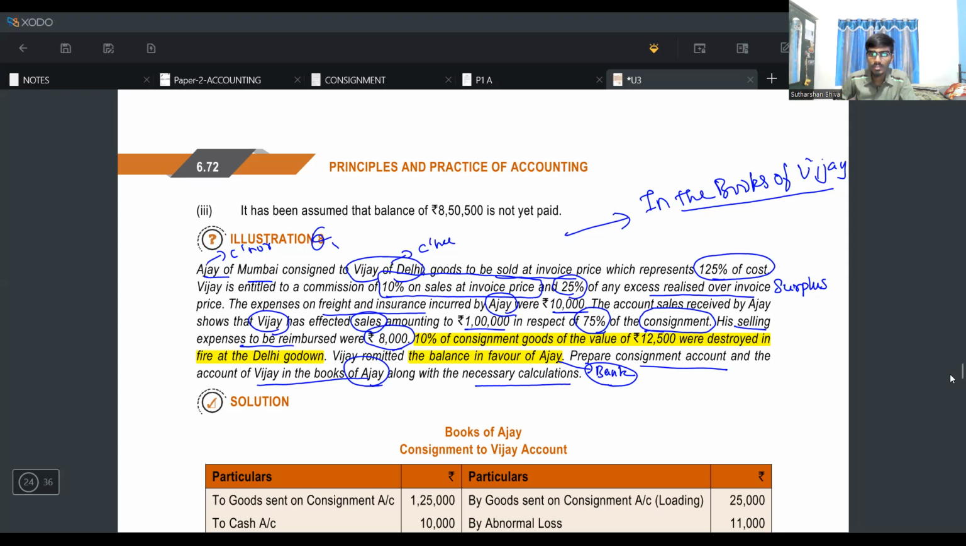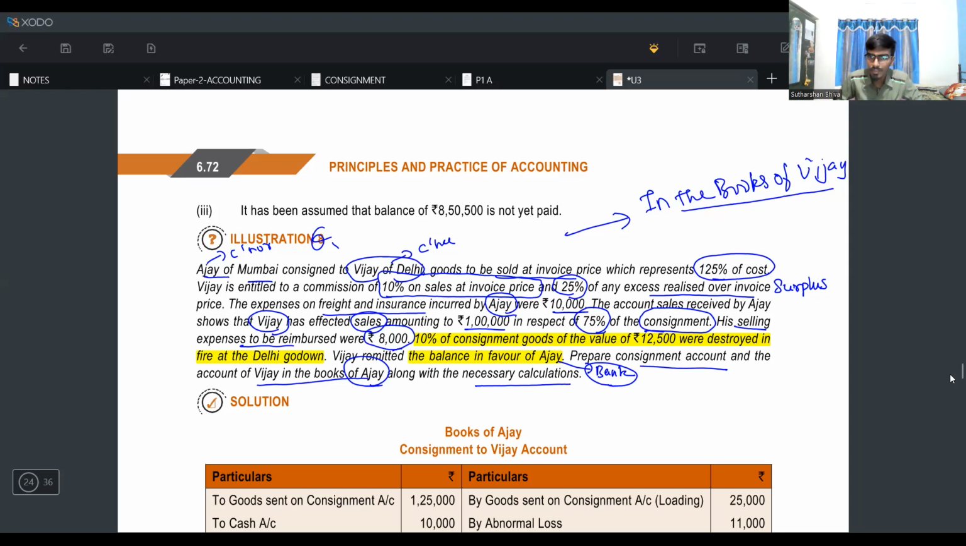Okay, just simply write down. I will tell you very, very simply. Just do 1,25,000 into 25 by 25. You will get 25,000. This 25,000 is your load. Okay, this is your working note number 1.